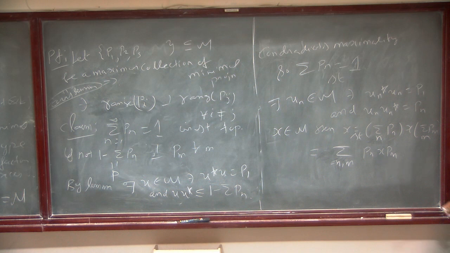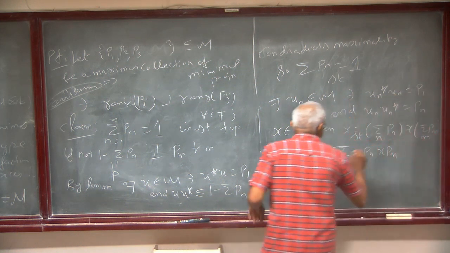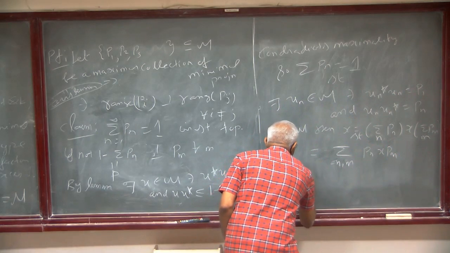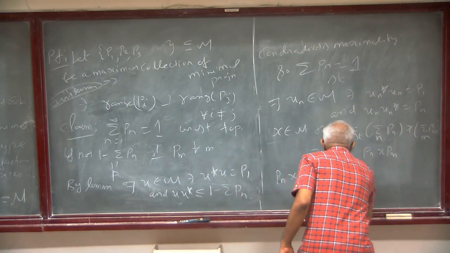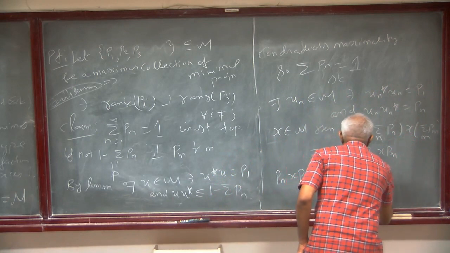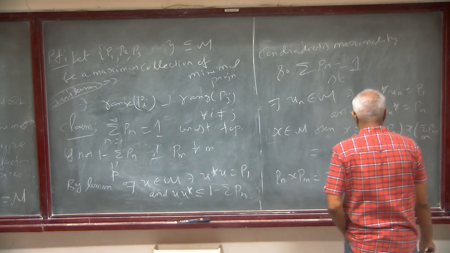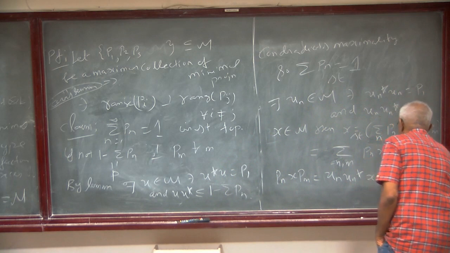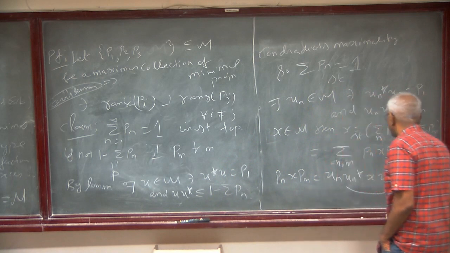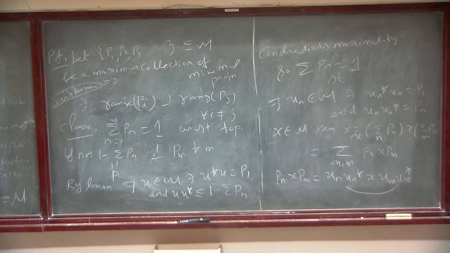So now I want to show that this is a scalar times P1. Why is this true? Now Pn X Pm equal to Un star, Un star X Um star. You can see that this is in, okay.